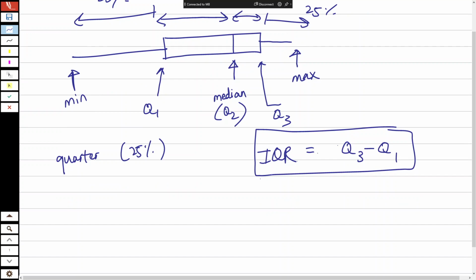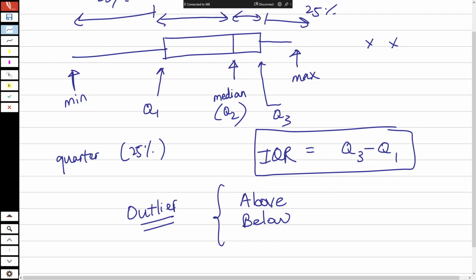And then we need to define the condition under which data is considered an outlier. So it's either going to be above something or it's going to be below something. And that's when you get these dots out the front. So if my data is above a certain value, it'll be an outlier. If my data is below a certain value, it'll also be an outlier. But what is that something? Say it again, Tim. More than 25%? No. No. The definition involves the interquartile range.